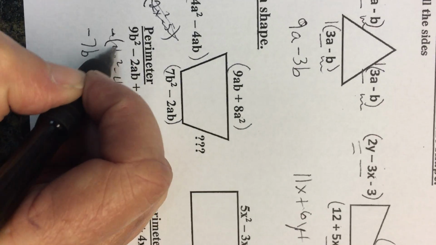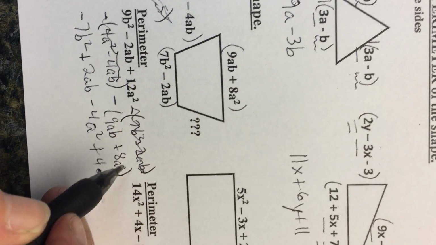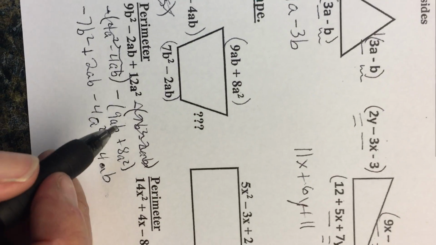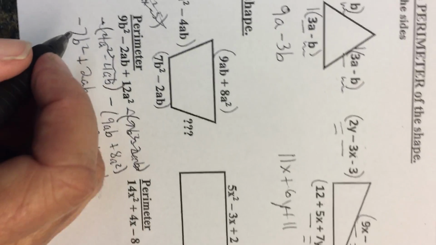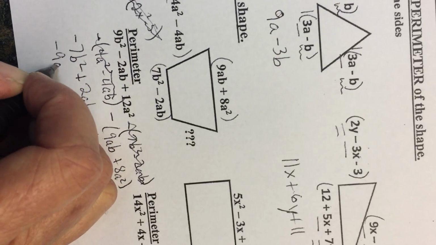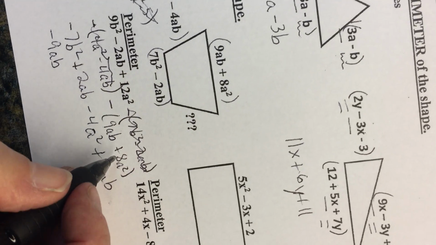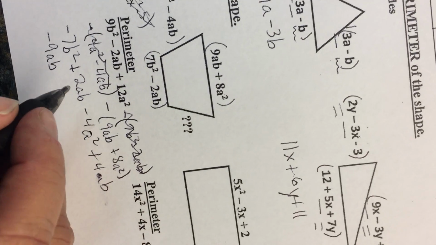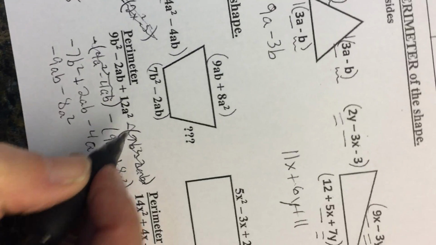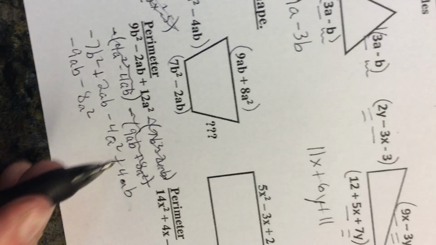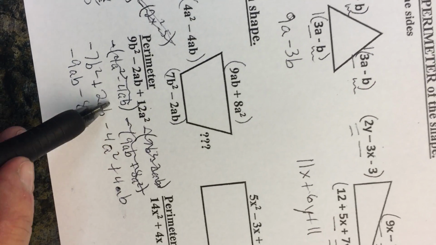All right, so that one's been done. It's been distributed. And then subtract this piece. So again, a negative 1 being distributed, that's going to change this from a positive to a negative. So negative 9ab. I'll put this over here, minus 9ab. And then that changes from a positive to a negative 8a squared. Negative 8a squared.